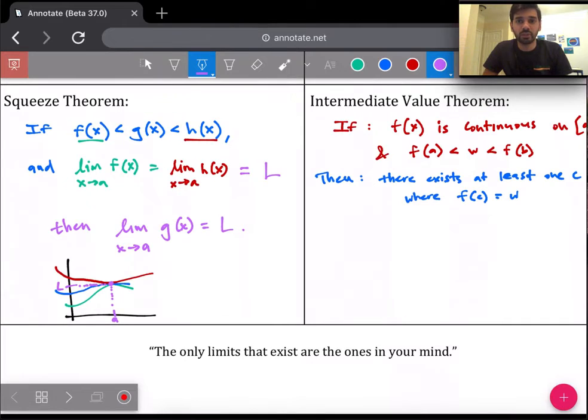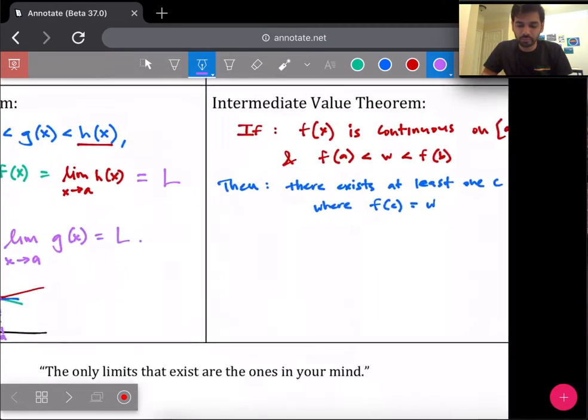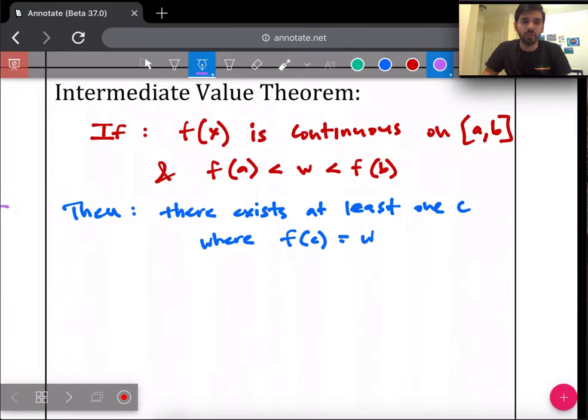And the last one is the intermediate value theorem. The intermediate value theorem is also an if-then statement. Every theorem is an if something, then something else. So the intermediate value theorem, intermediate meaning in between, says that if f of x is continuous, so we have some function that's continuous on an interval a to b, and we have f of a is less than w, some new number, is less than f of b, then there exists at least one value c where f of c equals the w that was introduced in the if statement.